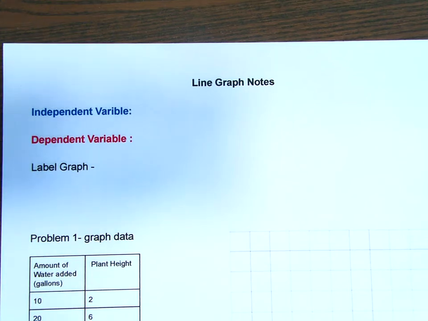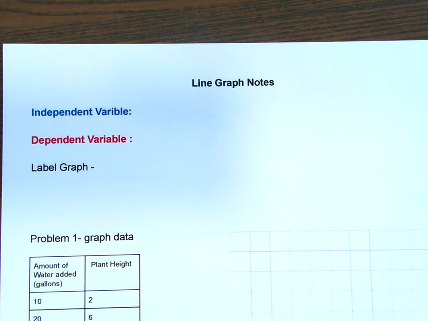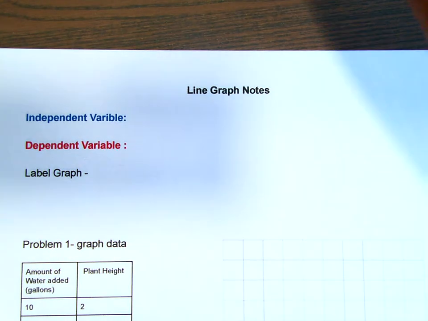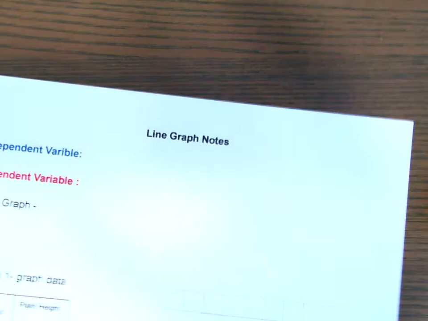Okay, today we're going to go over how to graph line graphs. In science, we're often going to see data presented to us, and we have to be able to both interpret that data, which means we have to understand what it's telling us, but we also have to be able to graph a data set so we can understand it a little bit better.